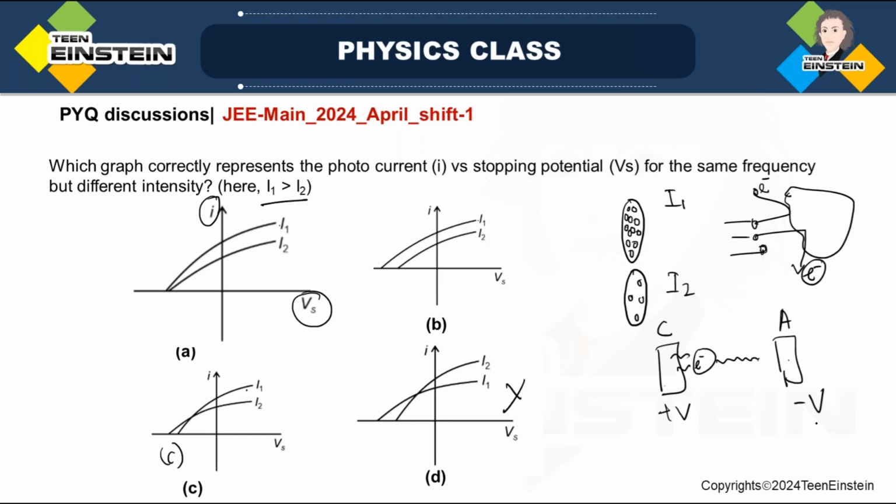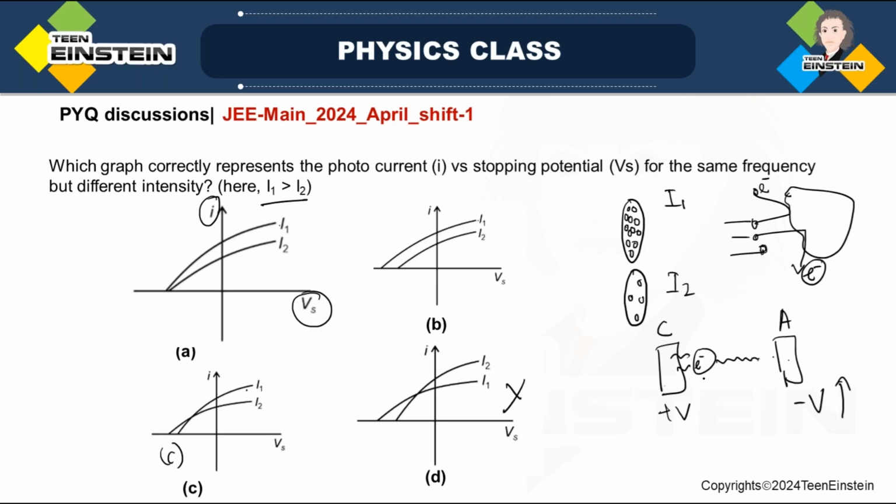But suppose I increase this negative potential gradually. Electrons have kinetic energies of different ranges, not only a single range.